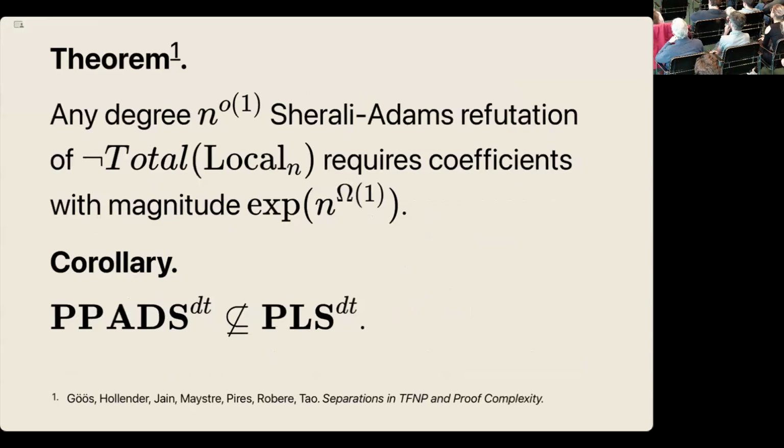And so two years ago, we were able to actually separate these. So we showed, well, this isn't exactly what we proved, but it's equivalent to what we proved: if I take any low-degree Sherali-Adams refutation of the non-totality of PLS, so the non-totality of this local search problem, then the coefficients necessarily must blow up. There are high-degree refutations of this that do use low coefficients. But if I want the degree to be low enough to be in the regime of simulating resolution, then you're going to pay this exponential blow-up in magnitude. You can't avoid it. Okay?